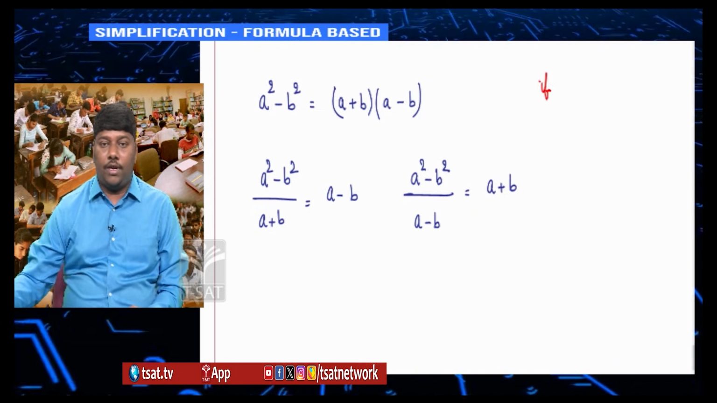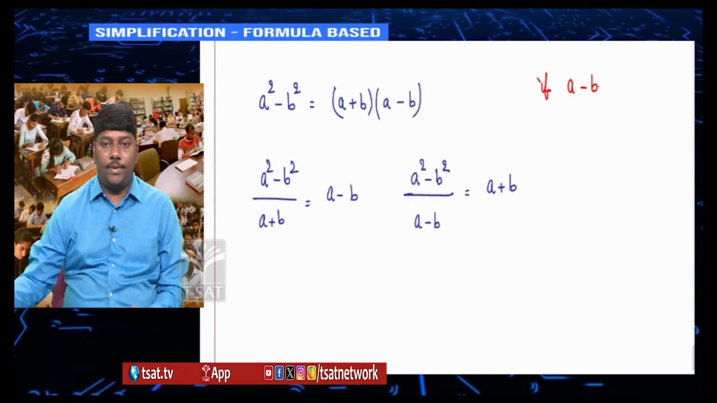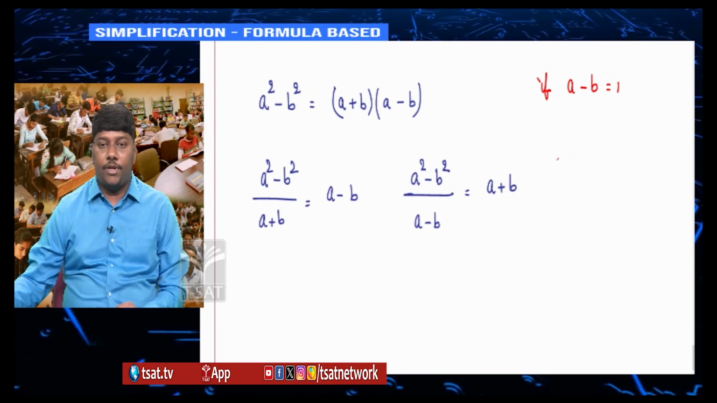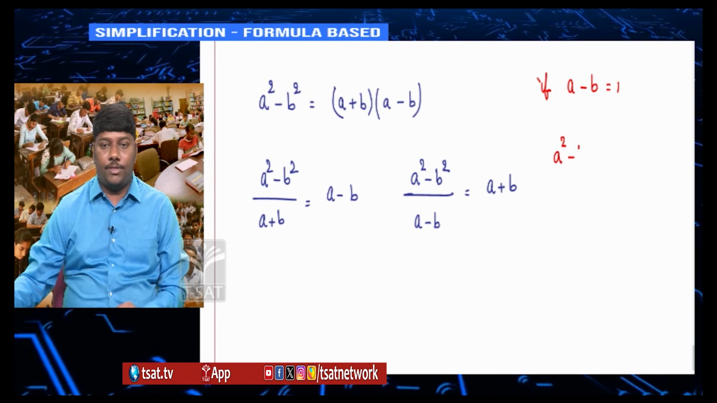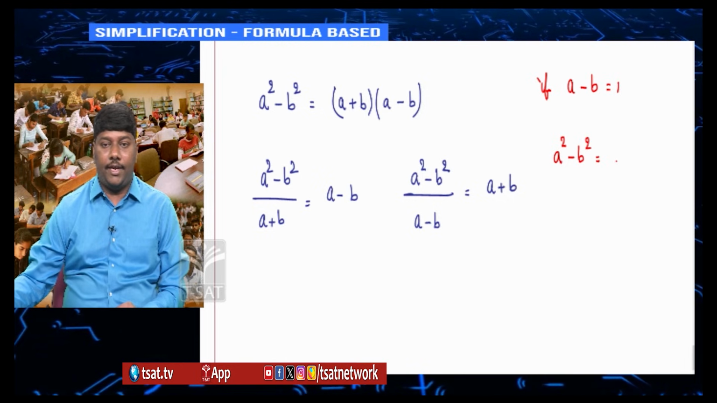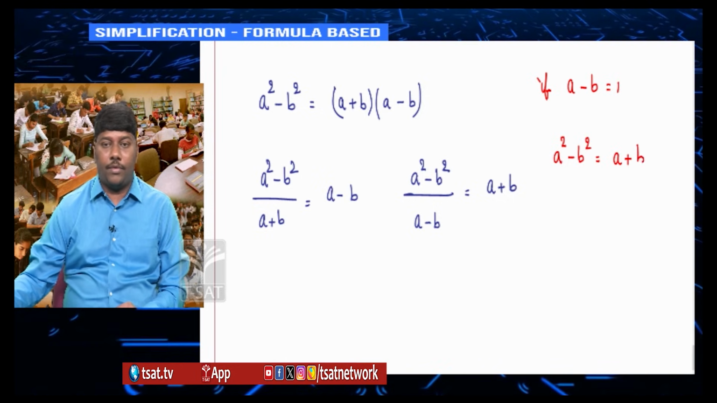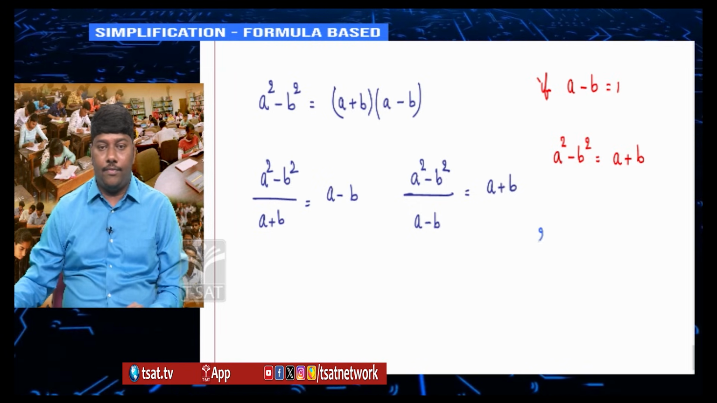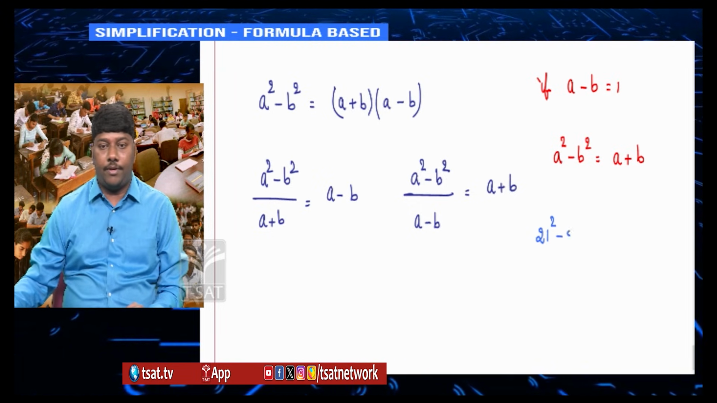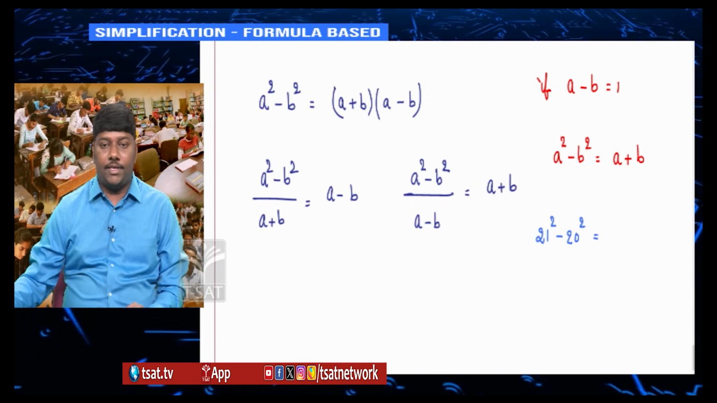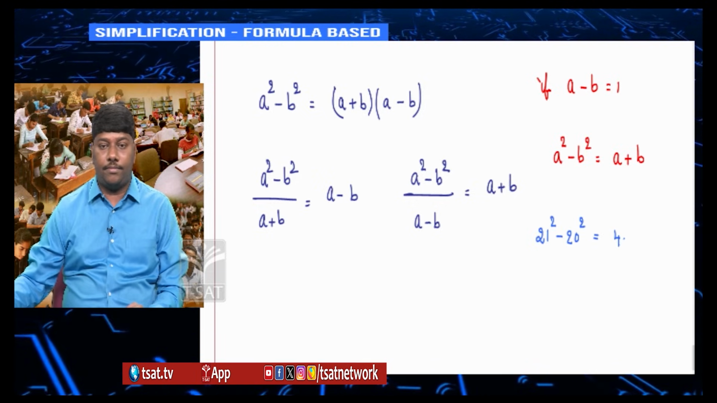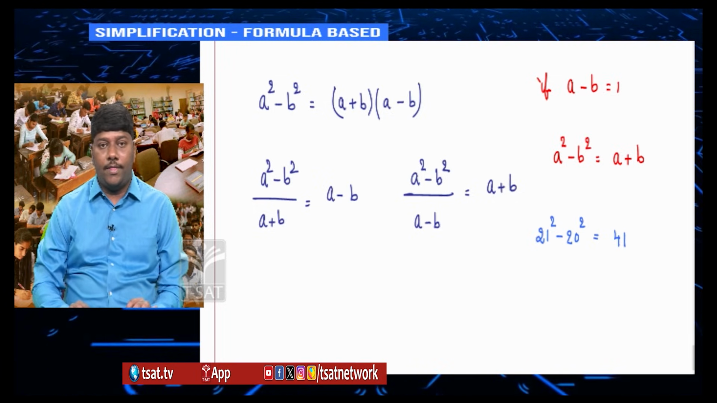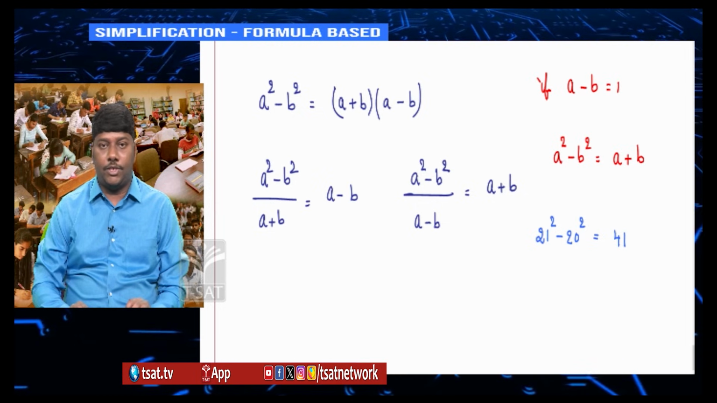Suppose a minus b is 1, which means a and b are two consecutive integers, like 7 and 8 or 8 and 9 or 9 and 10, something like that. Then you can always say a square minus b square is simply a plus b, because we know a minus b is going to be 1. For example, if you have 21 square minus 20 square, by looking at it you can say the answer is 21 plus 20, that is 41. The difference between them is simply 1. Therefore, a square minus b square becomes a plus b.